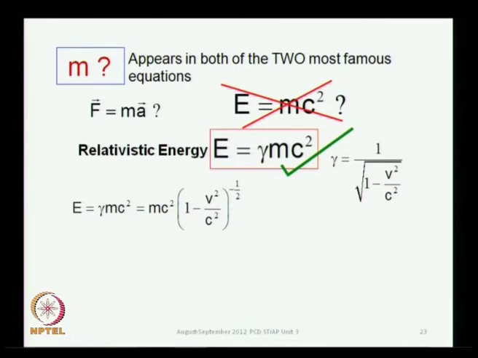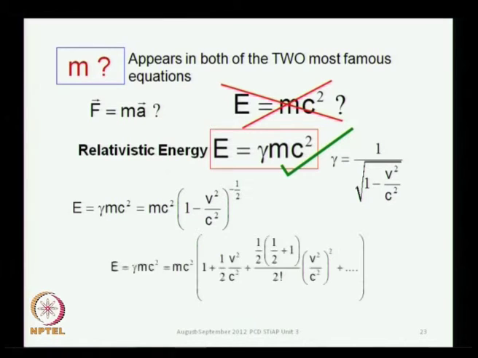Let us look at this expression. This is the correct expression, E equal to gamma mc square rather than E equal to mc square. Write this as mc square into this factor gamma, which is 1 over the square root factor. Go ahead and expand this (1 minus x) to the power minus half, which the little kid on the treadmill perhaps would do, and you have various terms.